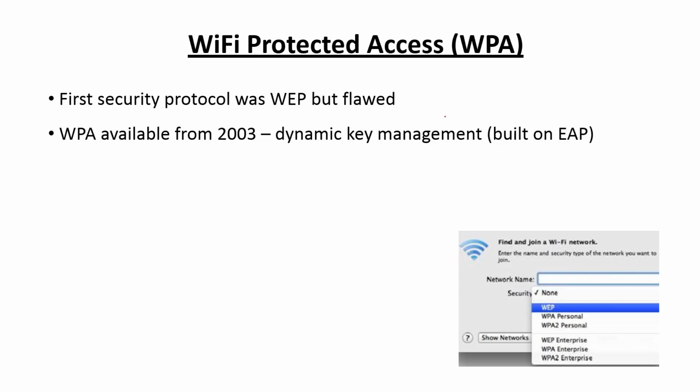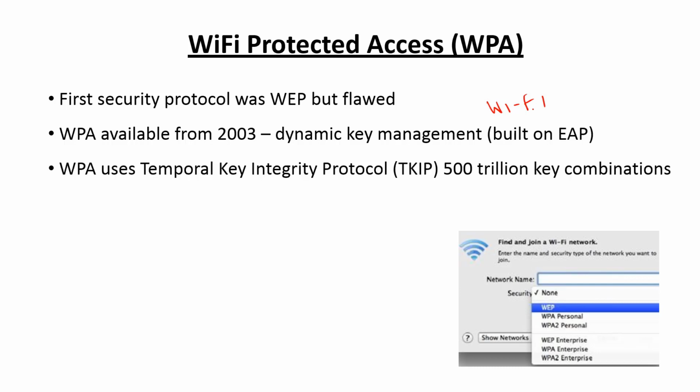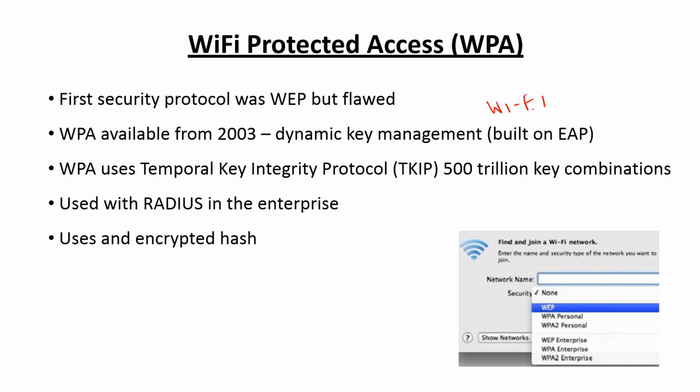From 2003, WPA was available. This is from the Wi-Fi Alliance. You basically see the Wi-Fi logo on all products that are compliant. Now, some products are compliant, but they don't want to pay because it costs a lot of money for the logo or the ability to use a logo. WPA uses TKIP, Temporal Key Integrity Protocol, 500 trillion key combinations. Used with RADIUS in the enterprise network. Uses an encrypted hash, and each packet has a unique encryption key.